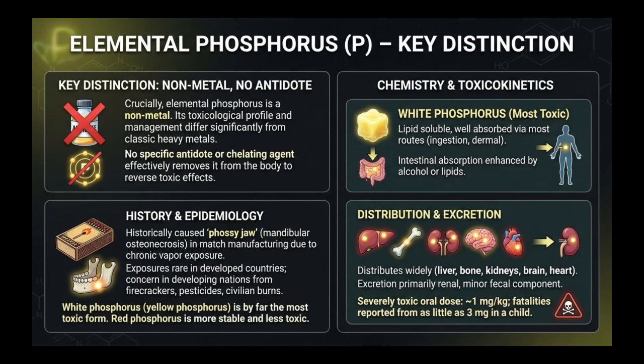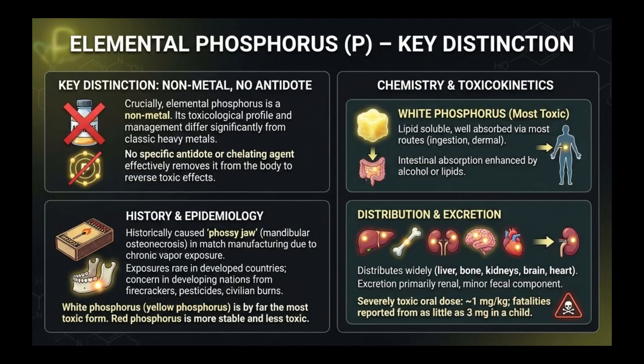It is important to distinguish between different allotropes of phosphorus. White phosphorus, also known as yellow phosphorus because of its discoloration and impurities, is by far the most toxic form. In contrast, red phosphorus is a more stable and less toxic allotrope. White phosphorus was historically used in friction matches and is still present in fireworks and incendiary munitions. In some countries, it is also used as an insecticide or rodenticide, although its use as a pesticide has been banned in many areas due to its severe toxicity.